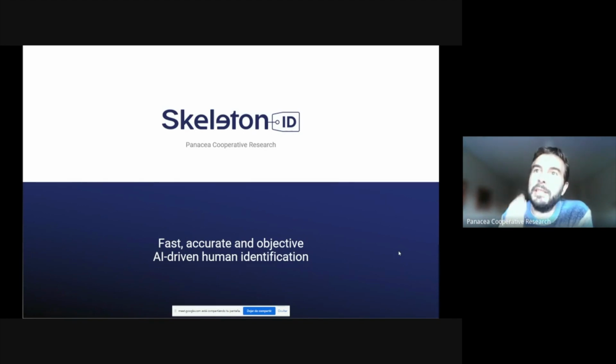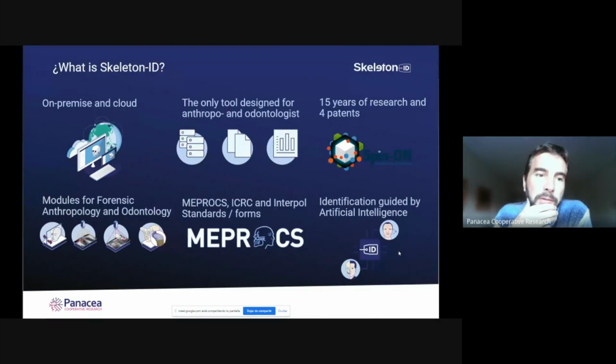Skeleton-ID is intended to be an integral, complete software tool to support forensic anthropologists and forensic odontologists' daily work, not just DVI, but in general, trying to help with identification. As I said, it's software. It's the result of more than 15 years of research. It is for sure based on, we are computer scientists, and we have been working in the artificial intelligence field, applying these techniques to the different identification techniques.